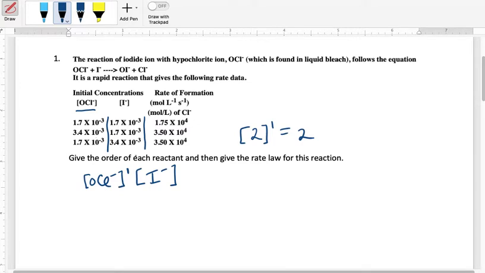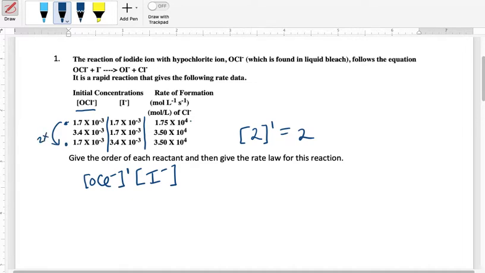So now we're focused on I minus, so now we need rows where OCl minus is not changing. So this one's the same, and so is this. These two are identical for OCl minus. So we're looking at those two rows, and now let's see what's happening to I minus. Let's check the exponent, 10 to the minus 3, 10 to the minus 3. So that's the same. 1.7 to 3.4, that's doubling. It's kind of doing the same thing we saw over there. So that goes 2 times.